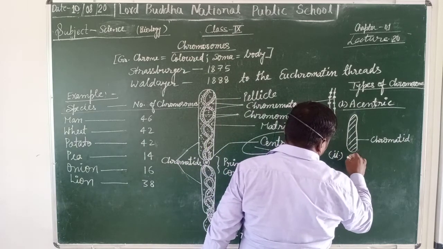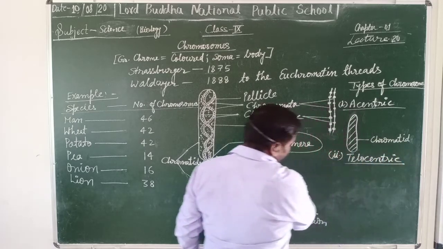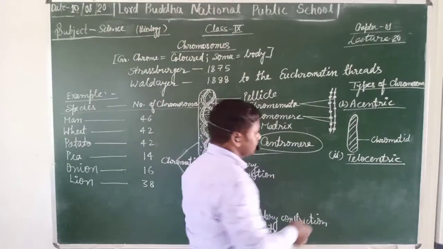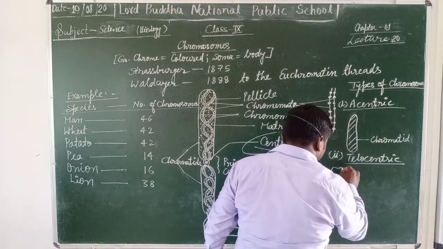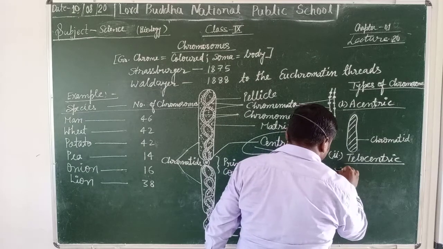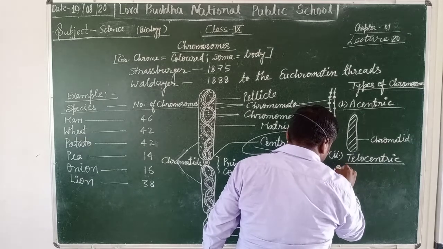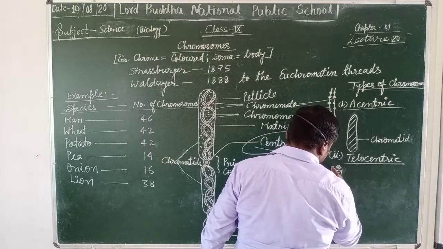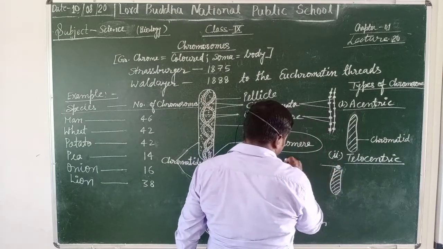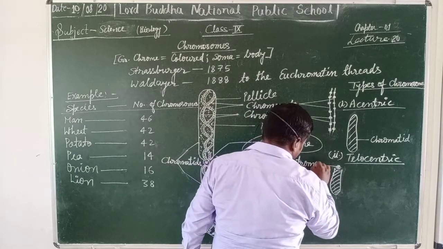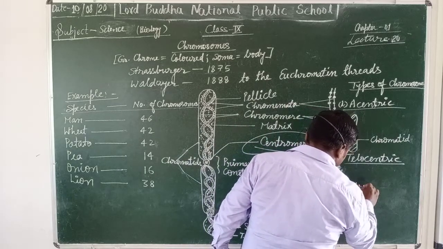Second, telocentric. As I define, telo means at the end. When the centromere is present at the end of the chromatids, then this is called telocentric. Yes students, this is a telocentric chromosome. Here the centromere is present at the end of the chromatids.